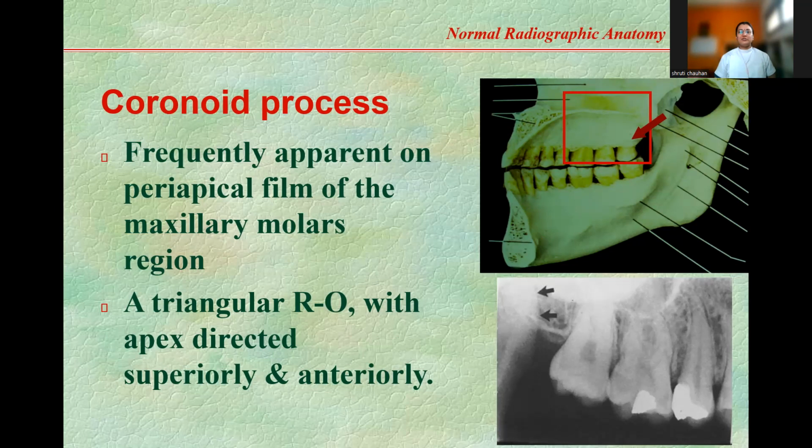Okay. So this is very important. Please get this into your head. Coronoid process is a part of the mandible, but it will be seen where? In the maxillary IOPAs. It is frequently apparent on the periapical film of the maxillary molar region. Okay. Now it is a triangular radiopacity with the apex directed superiorly and anteriorly.